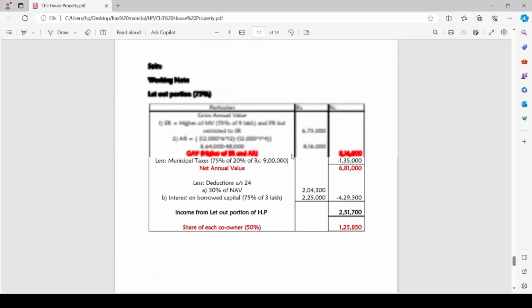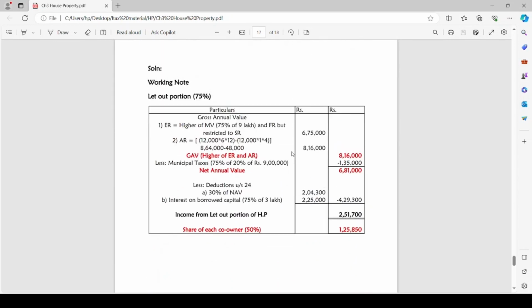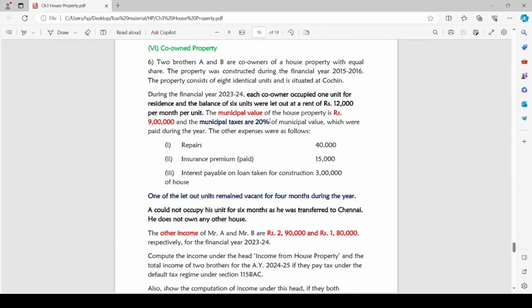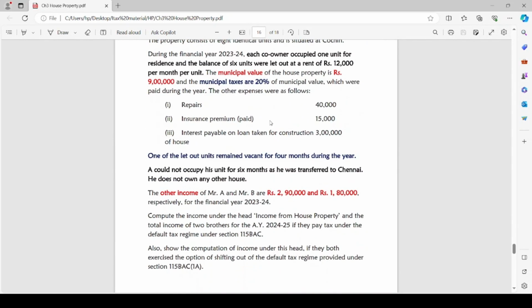So, in case of co-ownership, we have to consider the house property as if it is owned by only one person. Then we have to compute the income from such house property, either if it is let out or self-occupied. We have to compute the income or loss from the house property as if the house property is owned by one single person. Then, after arriving at the income or loss from the house property, we will apportion such income among the co-owners.